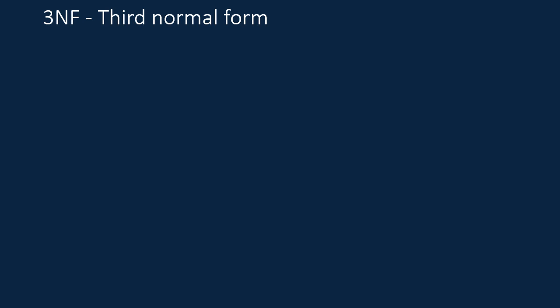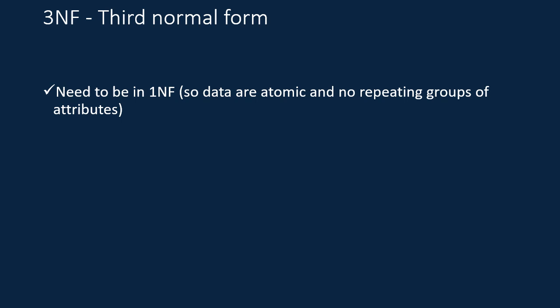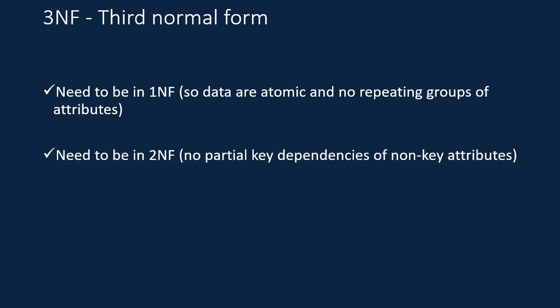We're going to take a database that's in second normal form and convert it into a database that's in third normal form. To say that a database is in third normal form, it needs to already be in first normal form, it needs to already be in second normal form, and it needs to be such that there are no dependencies on non-key attributes. And that's what we're going to look at here.